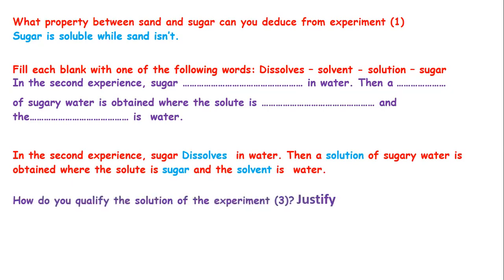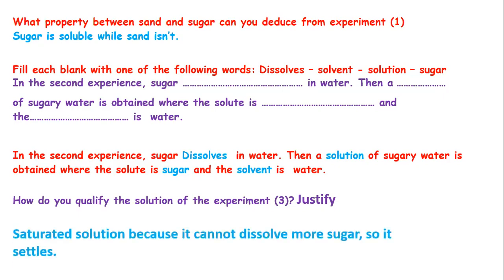How do you qualify the solution of the experiment 3? In the experiment 3, let's memorize that an amount of sugar settles in the bottom of the beaker. So the solution is a saturated solution, because it cannot dissolve more sugar. So sugar settles down.